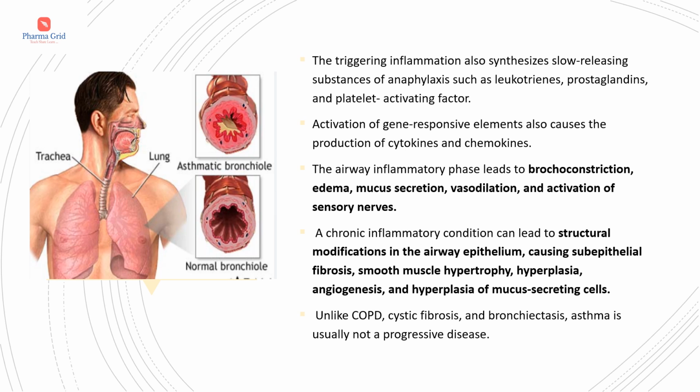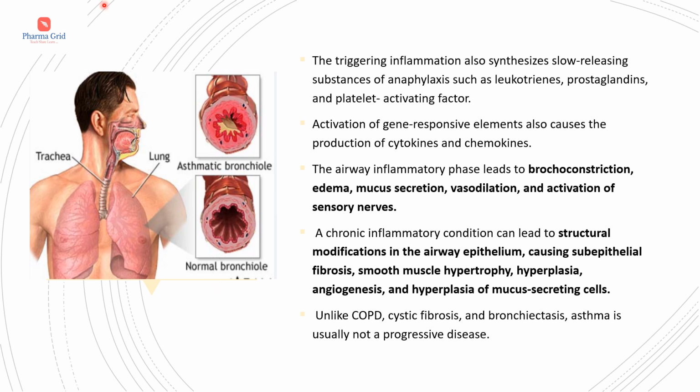A chronic inflammatory condition can lead to structural modifications in the airway epithelium, causing subepithelial fibrosis, smooth muscle hypertrophy, hyperplasia, angiogenesis, and hyperplasia of mucus secreting cells. Hyperplasia means it is an increased cell production in a normal tissue or organ, whereas angiogenesis means it is a growth of blood vessels from the existing vasculature. Unlike chronic obstructive pulmonary disease, cystic fibrosis, and bronchitis, asthma is usually not a progressive disease.